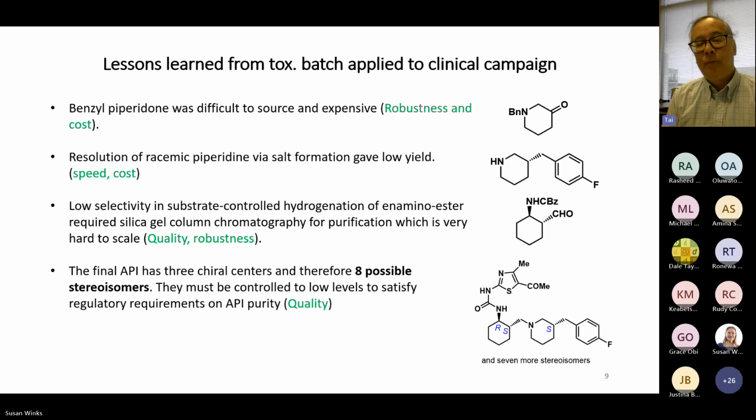For example, if you have 90-10 ratio for one center, is probably too high because even when they multiply out, you may be over the 0.1% impurity standard, judging from the ICH guideline. Next, please.